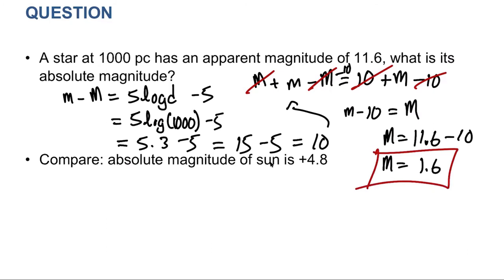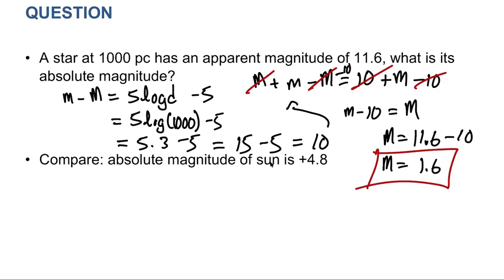And so we want to compare that, because out of context, a 1.6 absolute magnitude means nothing. So is it more or less luminous than the sun? The sun's absolute magnitude is about plus 4.8. Again, its apparent magnitude is much brighter than that because it's so close to us. But if the sun were 10 parsecs away from us, its apparent magnitude would be 4.8. It would be one of the fainter stars in the sky.